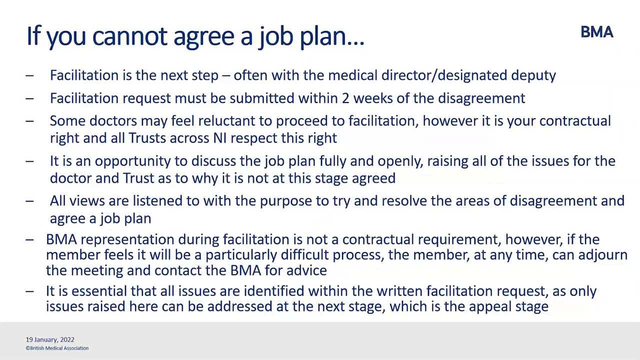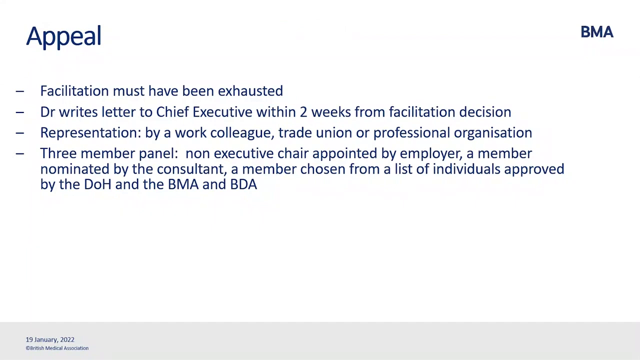So the overwhelming majority of job plan disputes that we see coming through the office are resolved at the facilitation stage. But if you don't agree with the outcome of facilitation, you do have the right to take the matter to the formal appeal. At this stage, you are entitled to have a BMA colleague present, and we will help you every step of the way. An appeal must be lodged in writing to the Chief Executive of the Trust as soon as possible, and in any event within 2 weeks of the outcome of the facilitation process being formally advised. The appeal should set out all the points in dispute and the reason for the appeal. The Chief Exec should then arrange an appeal panel to meet within 4 weeks.